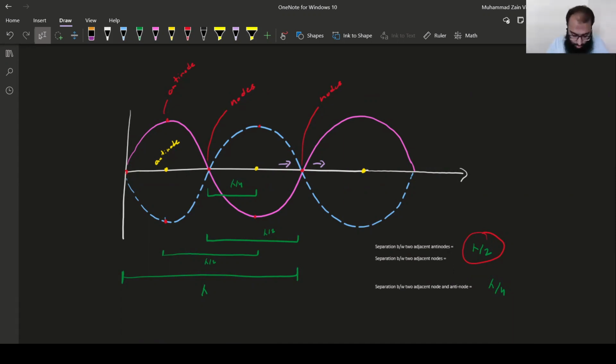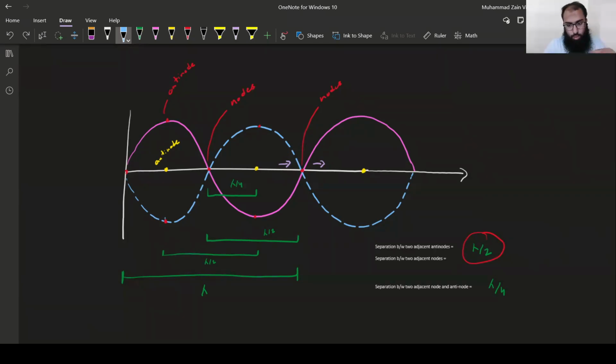If this is my antinode, the particle would be oscillating up and down in this motion throughout time, and the point on the node would just remain stationary. It would have no motion whatsoever. So this is just a simple antinode and a node. Then we come to the separation, or the distance between two adjacent antinodes and two adjacent nodes.